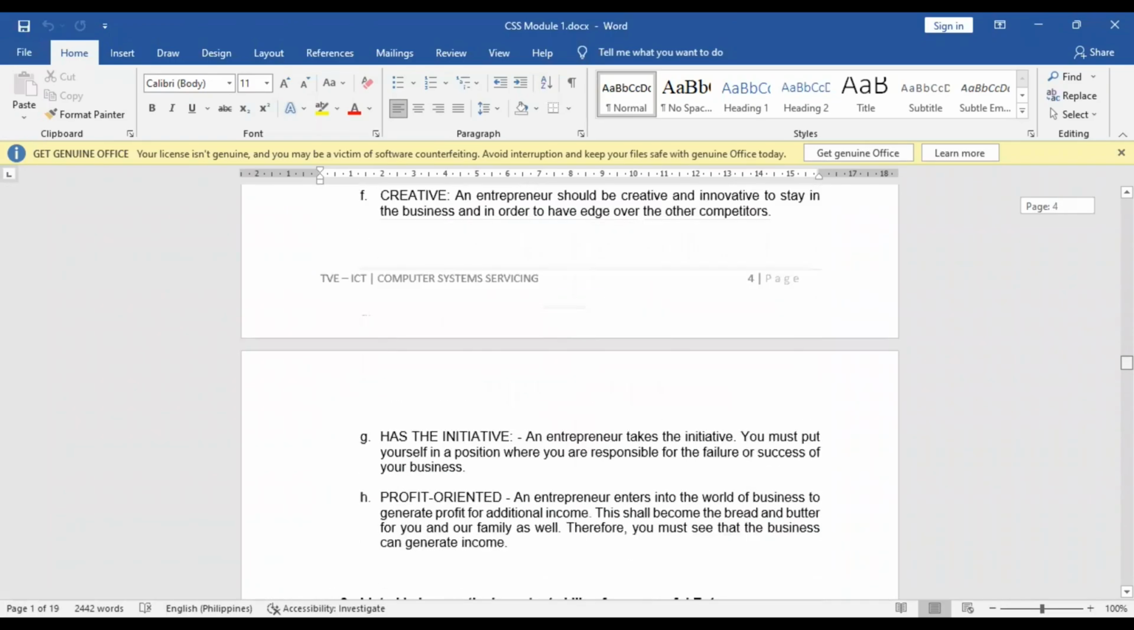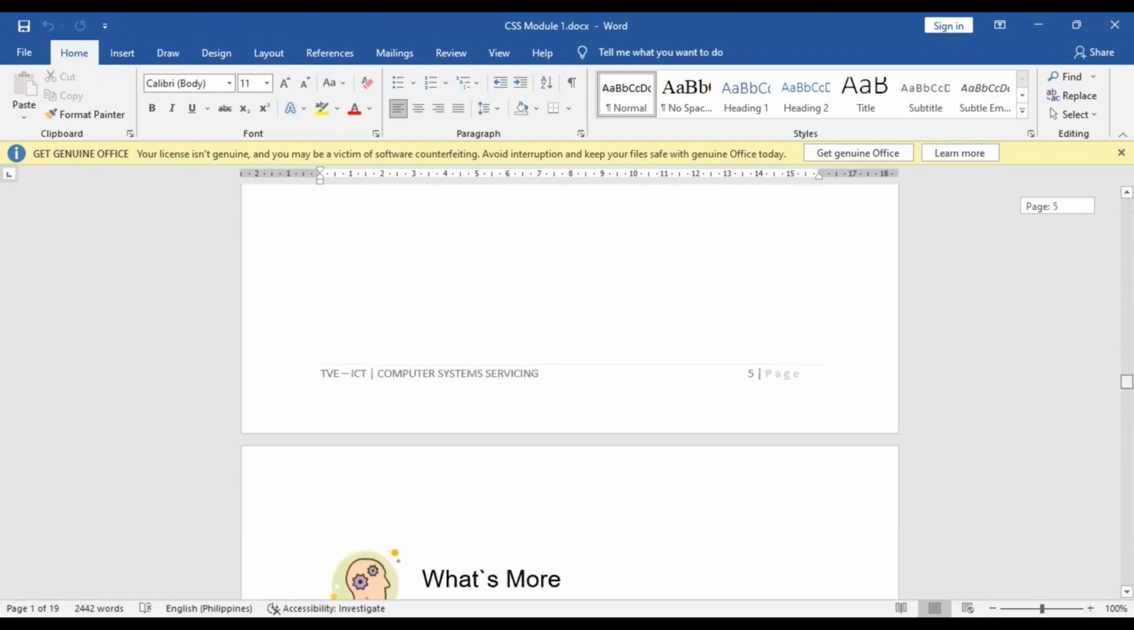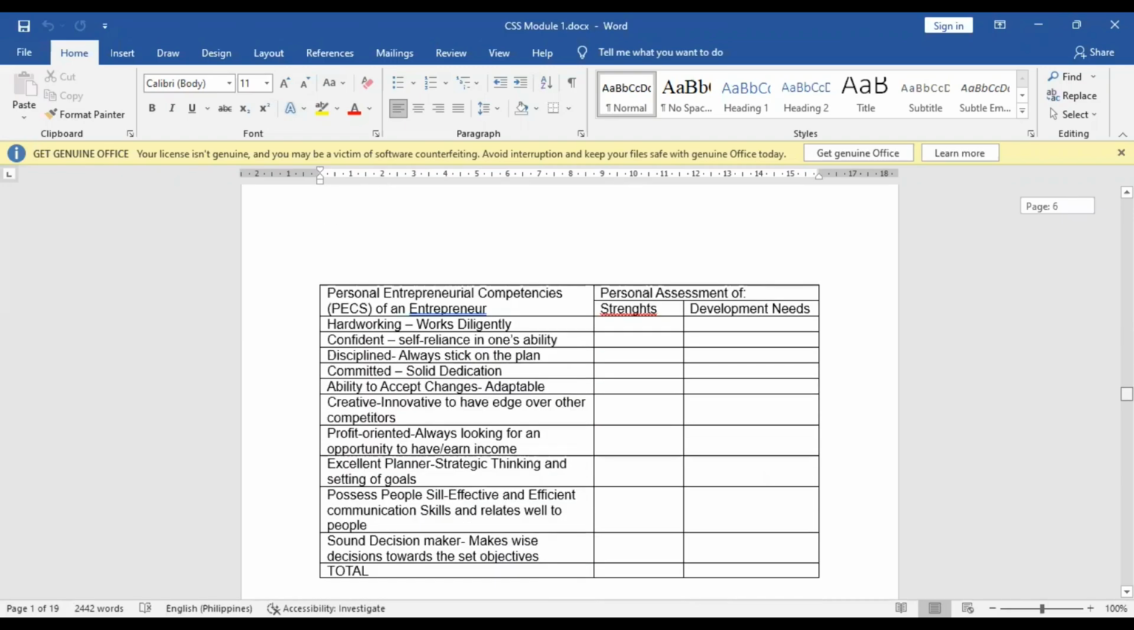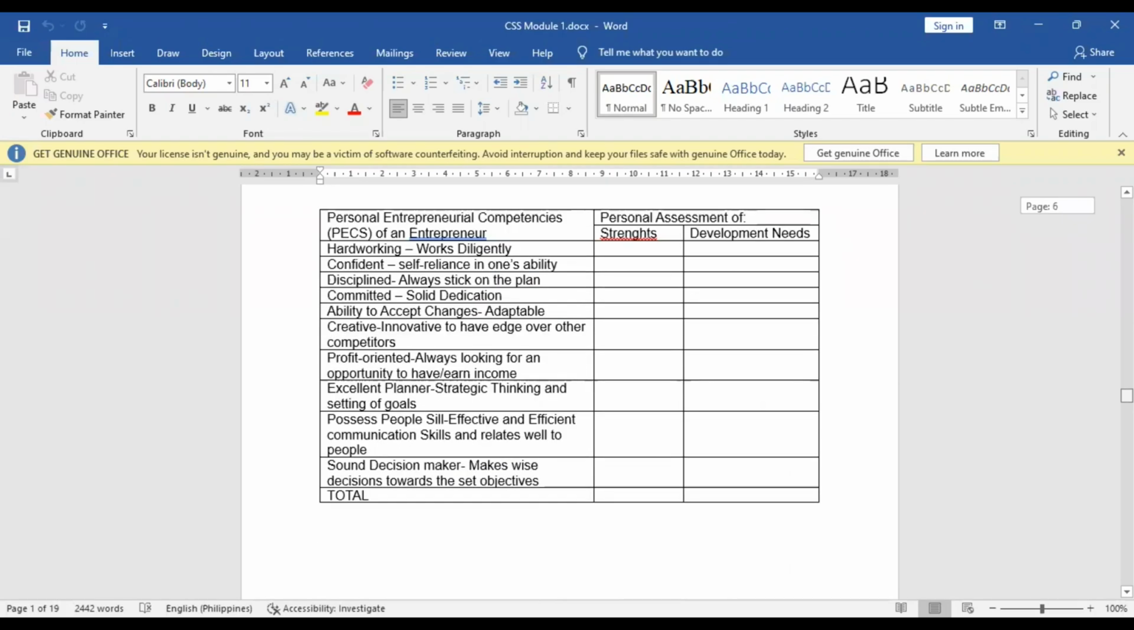Okay, ato na discuss ang main lesson mo diretso ta diri sa what's more. So what's more, independent activity 1 in directions 3 is using the text checklist. Assess yourself by indicating a check mark in either strengths or development areas column. So may mga list diri sa competencies of an entrepreneur.